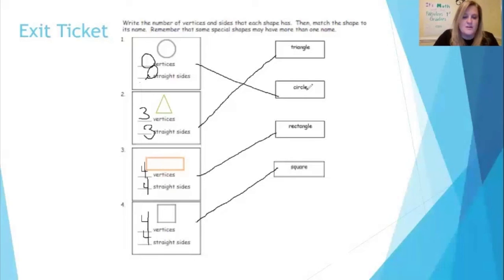Some people realize a square is also a rectangle. Remember, we talked about how a square is a special type of rectangle. Rectangles have opposite sides equal in length. A square has opposite sides equal in length, but it also has all 4 sides equal in length. So if you didn't get tricked by that, great job.